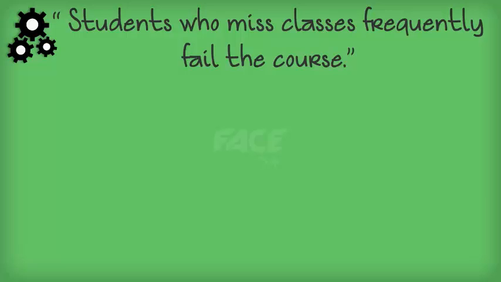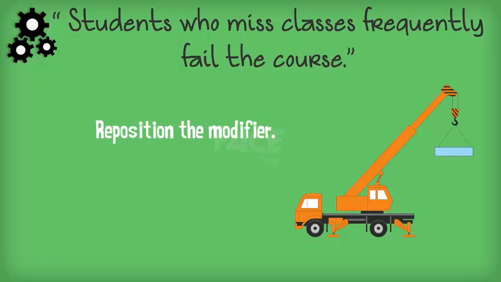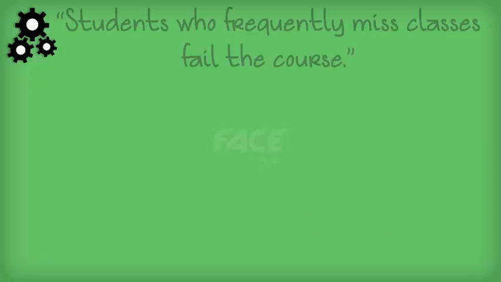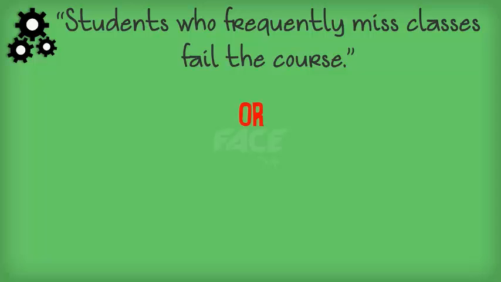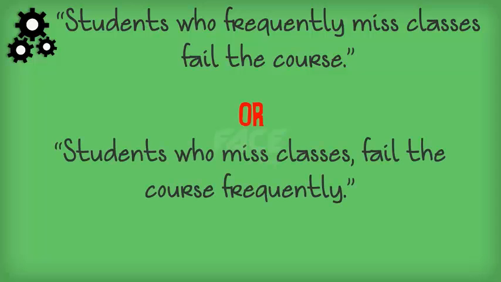The only way to solve a squinting modifier is to reposition the modifier next to the word it is supposed to modify. We can correct the sentence as, "Students who frequently miss classes fail the course," or "Students who miss classes fail the course frequently." The correct answer depends on the meaning it was intended to convey.